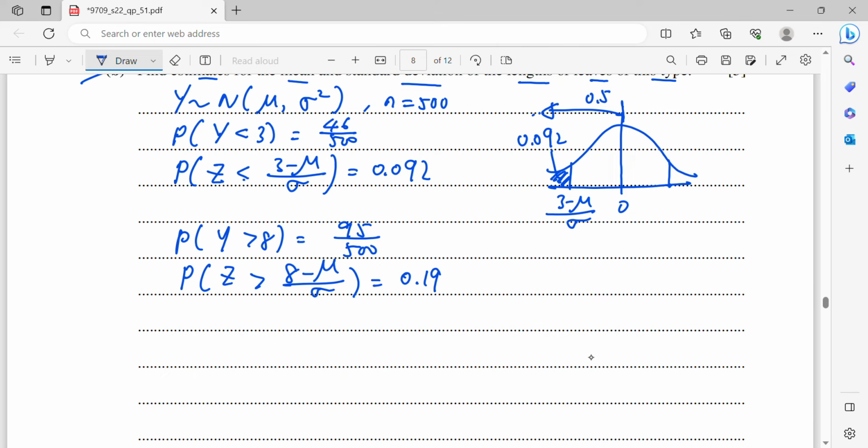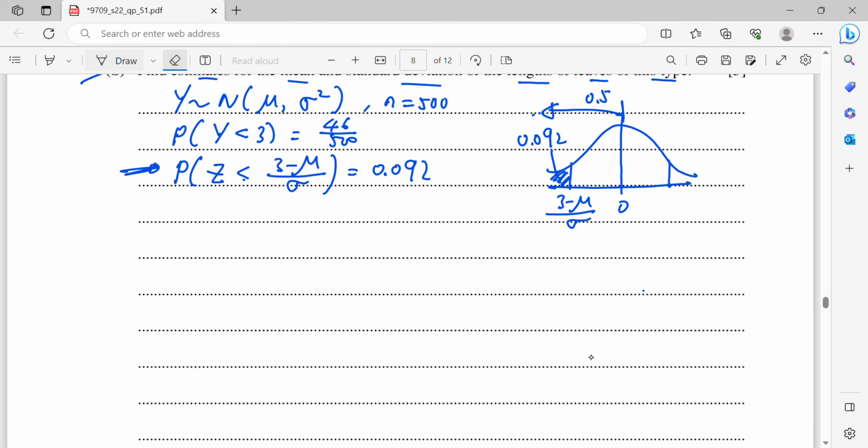Now I will get this value, then this is going to be another graph. But I supposed to solve this first, so let me erase this part and complete that first. I need to get one equation in terms of mu and sigma before I consider the next probability. Since it is less than, it is on the left hand side, so I need to reflect or flip it to the right side. Then here is going to be 0.092 and this is negative 3 minus mu over sigma.